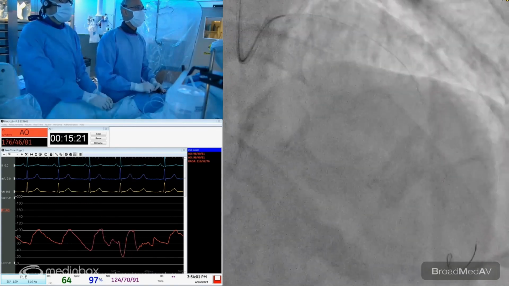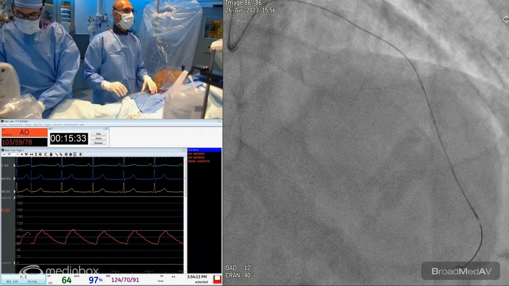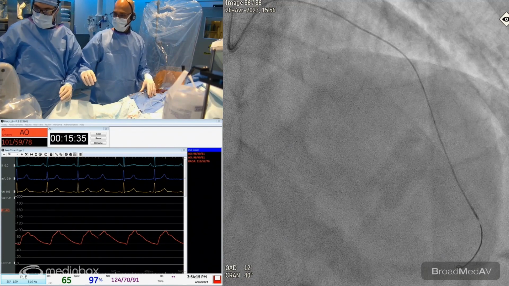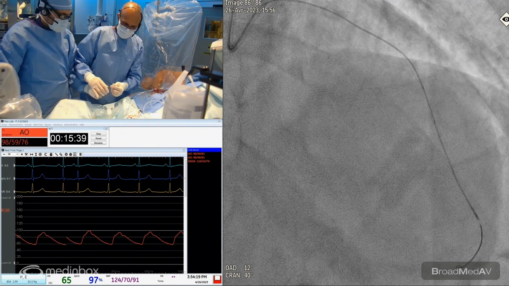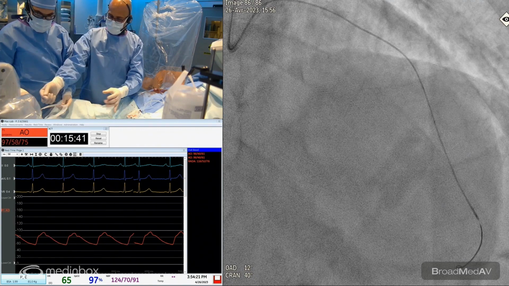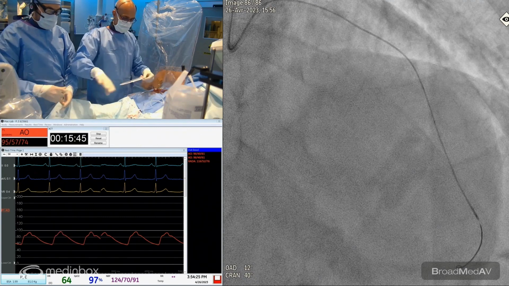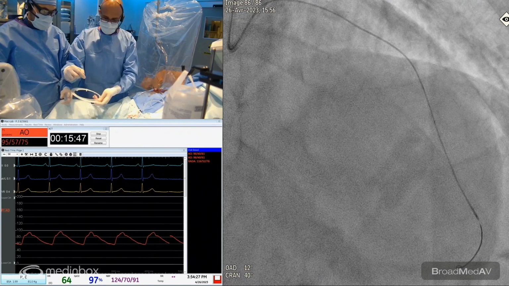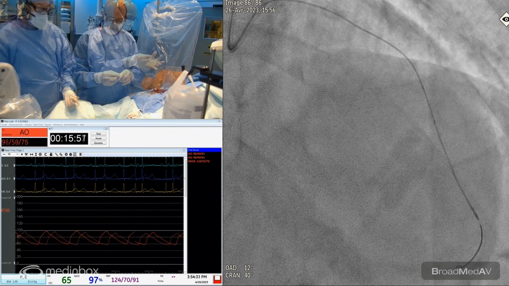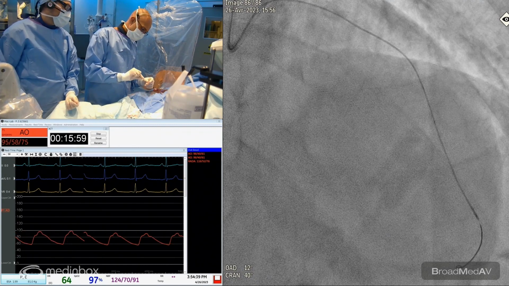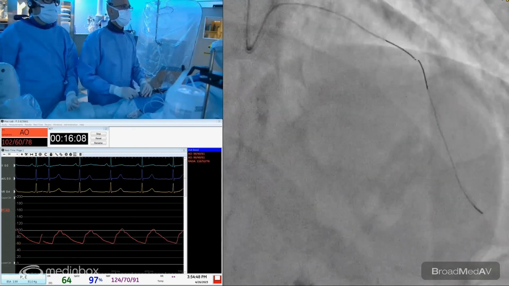And then I'll bring in the Viper wire. So the Viper wire, for those of you who are not used to doing orbital atherectomy, is a body of 0.012. And the tip is 0.014. Versus the rotational atherectomy, which is a 0.009. And it's an exchange length wire. So let's deliver the wire distally. We'll take out the microcatheter.